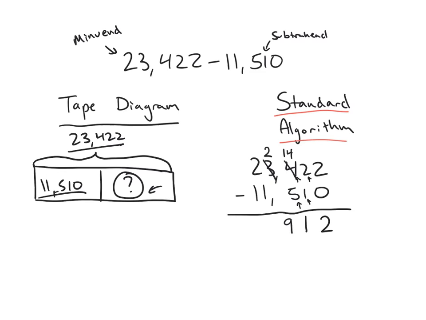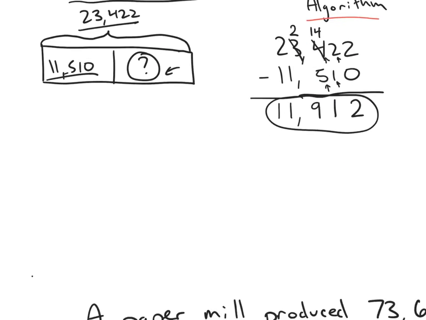And then now I have 2 thousands. I'm taking away 1,000. That's 1,000. And I have 2 ten thousands, taking away 1 ten thousand. That's 1 ten thousand. So that leaves me with an answer of 11,912. So let's take a look at one more problem here.